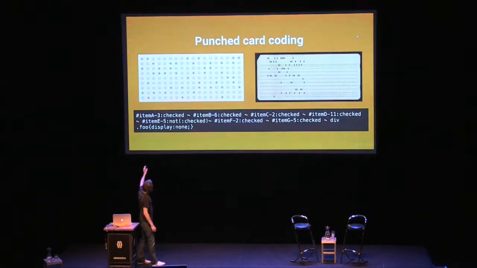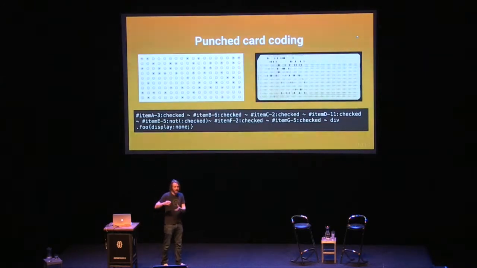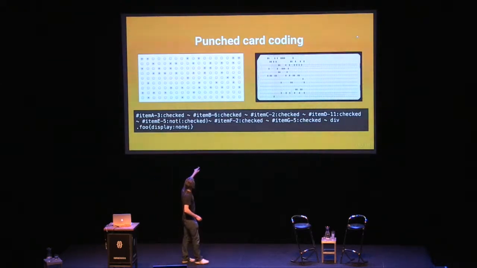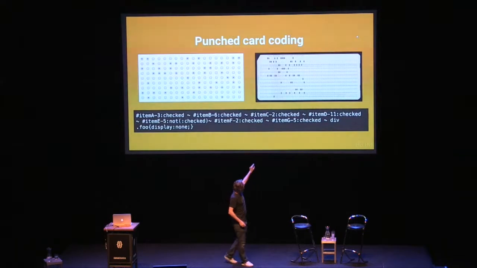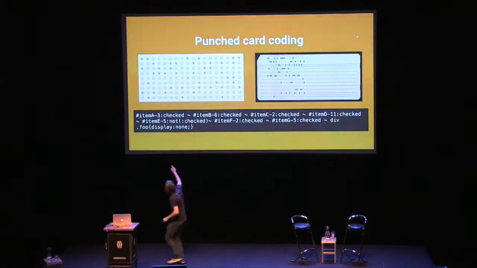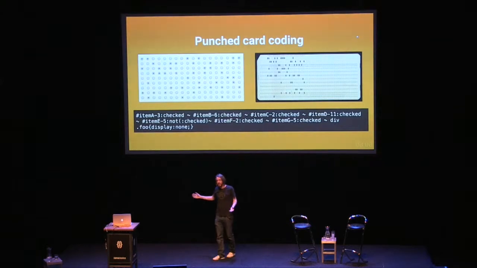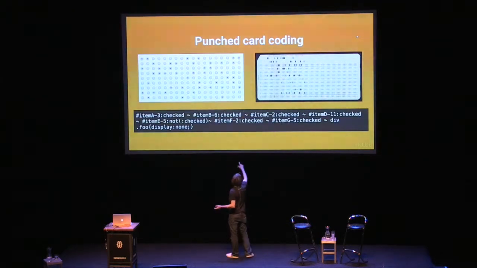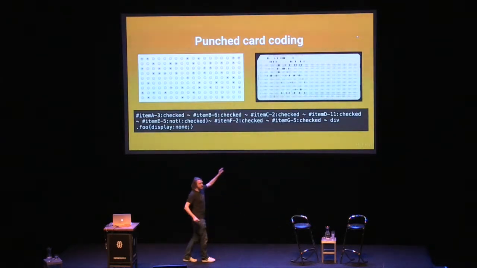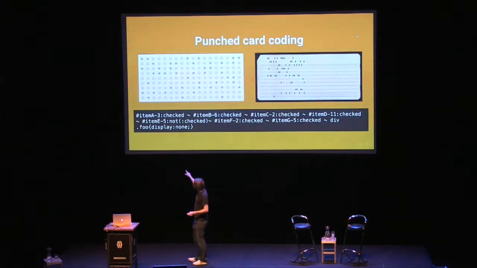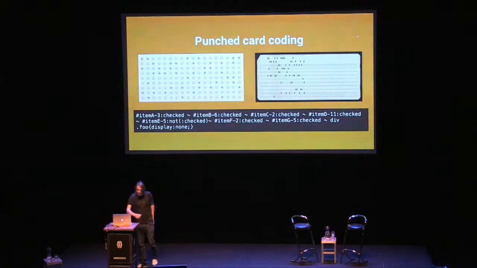So here we have item A 3 checked. If you imagine there's an array called item A, and the third radio button is checked on that. That's a sibling of item B6 checked, which is a sibling of C2 checked, which is a sibling of D11 checked, which is a sibling of E5, which is not checked. So anything else in E5 could be checked, or none of them could be checked. Then F2 checked, G5 checked, which is a sibling of div, which is wrapping the whole of our content. Inside that, we have a class of foo and display none.